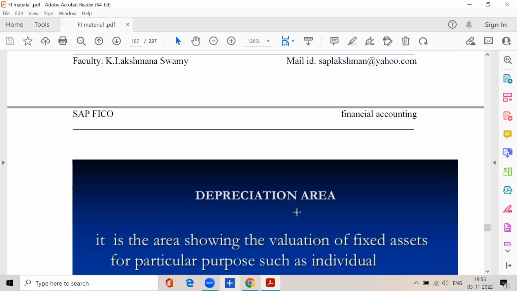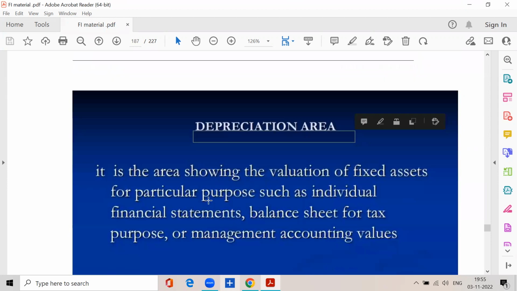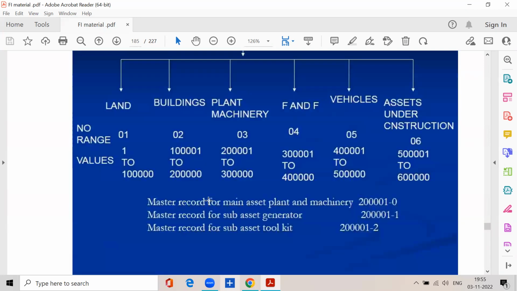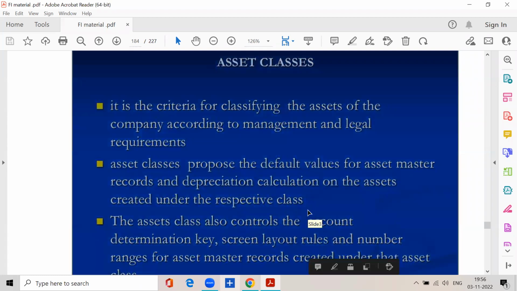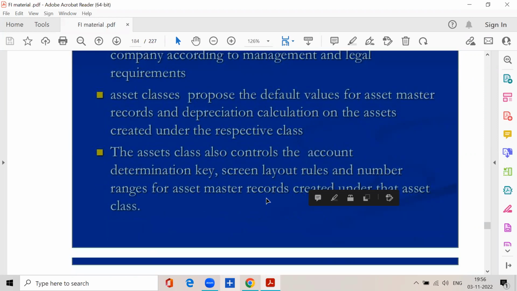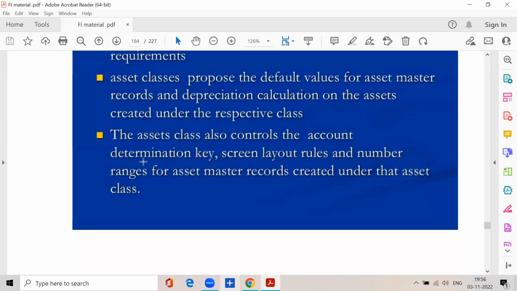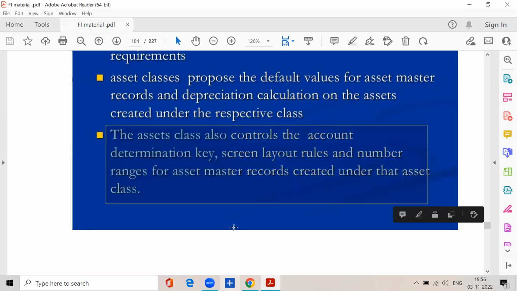Then we have to understand one more concept, depreciation area. Okay, before that, what are the functions of the asset classes? The asset classes propose the default values for asset master records and depreciation calculation on the assets created under the respective asset class. So at the asset class level, we define some values. Then these values are defaulted to the asset master records. Then the asset class also controls the account determination keys, screen level tools, and the number ranges for asset master records created under the respective asset classes. Right? This I will show you while creating our asset classes.